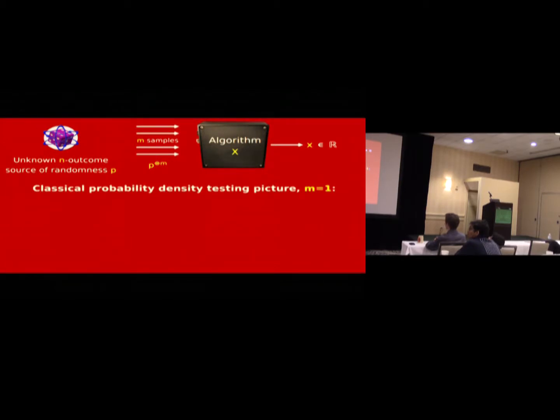So let's take a look at the classical probability distribution testing picture when m is 1. I'll sort of summarize what we've seen. In some sense, it's without loss of generality to look at m equals 1, because you can either say, oh, I get m samples from P, or you can say I get 1 sample from the product distribution P to the m. So let me just go back to having 1 sample for a second.